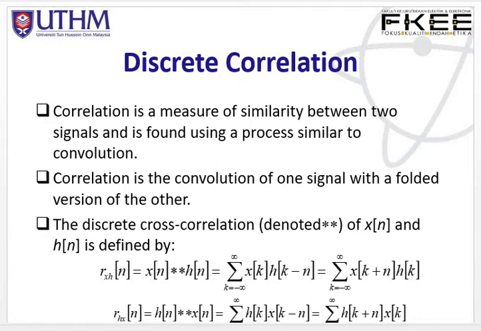Also, you can write it as a summation of x[k]h[k minus n], or summation of x[k plus n]h[k]. For the cross correlation R_hx, there is h[n] cross correlated with x[n], or we can write it as a summation of h[k]x[k minus n], or summation of h[k plus n]x[k].